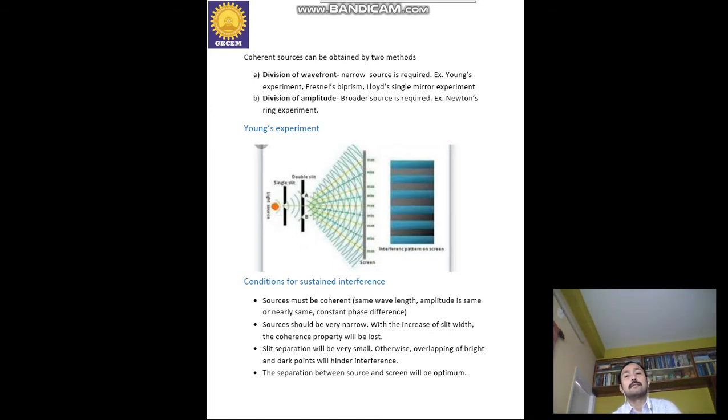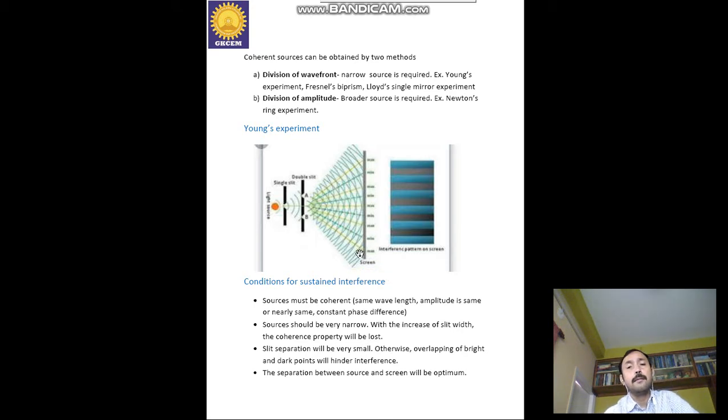Now coherent sources can be obtained by two methods. One is division of wavefront, another one is division of amplitude. In case of division of wavefront, narrow sources are required. In case of division of amplitude, broader sources are required. For Young's double slit experiment, we can see the division of wavefront, and for Newton's ring experiment, we can see the division of amplitude.